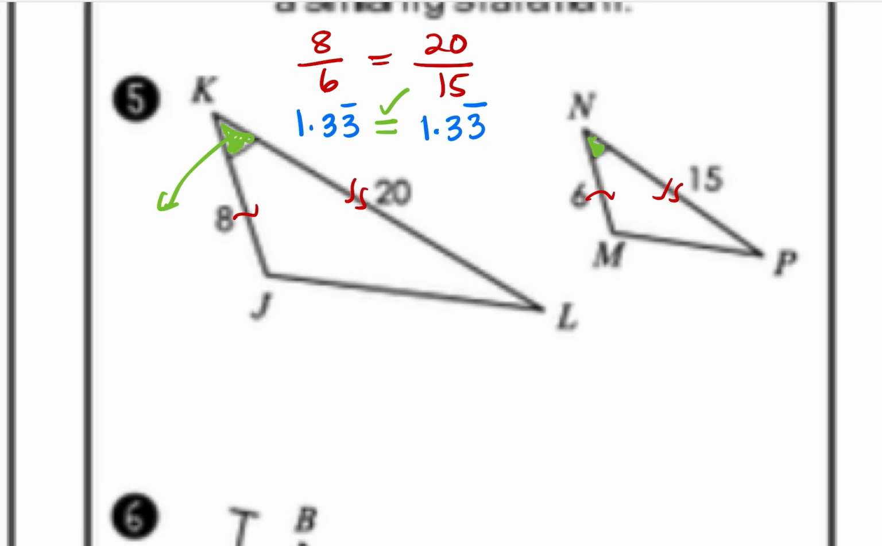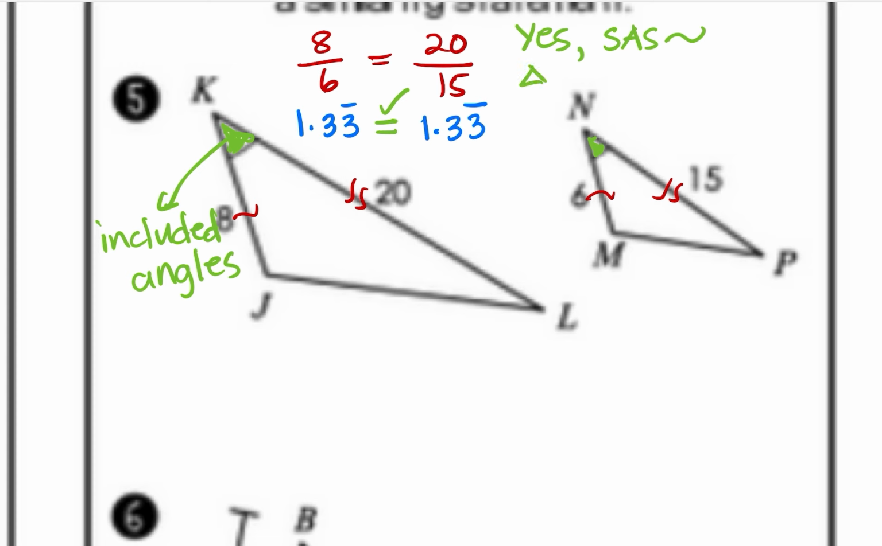So included angles are angles that are in between two sides that are mentioned or named in a problem, such as this angle right here. So it's in between the side KJ, which has a measure of 8, and then a side KL, which has a measure of 20. So we call this included angle. And so therefore we say yes, these two triangles are similar by side angle side similarity.